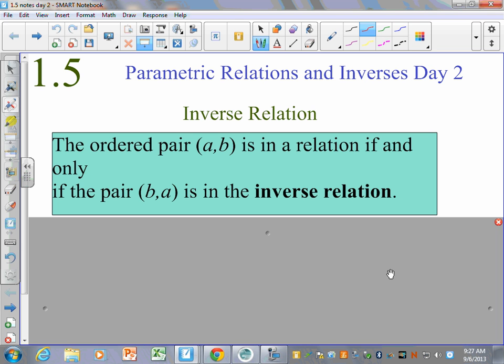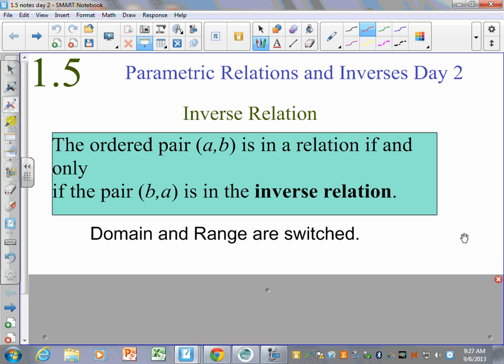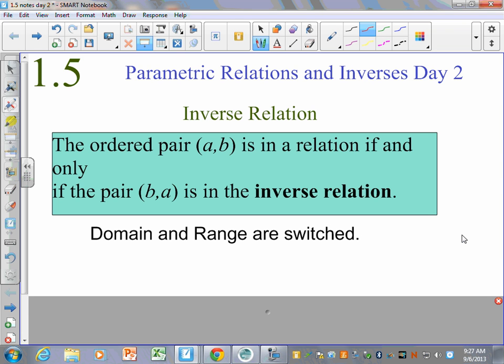So the rest of 1.5 is talking about inverses, which is something you did talk about last year. But an inverse, right, this is how we could say, very vaguely, not algebraically: if you have the ordered pair (a, b) and you switch the ordered pair, then you are talking about the inverse. So that's the big thing about inverses, the x and the y switch places. And maybe I even wrote that. The domain and range are switched. That's a very fancy way of saying it. So the domain becomes the range, and the range becomes the domain.